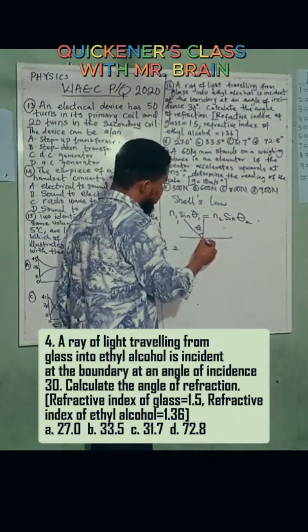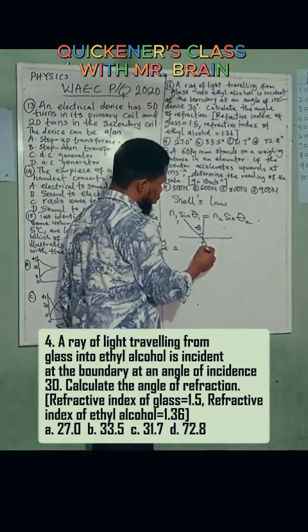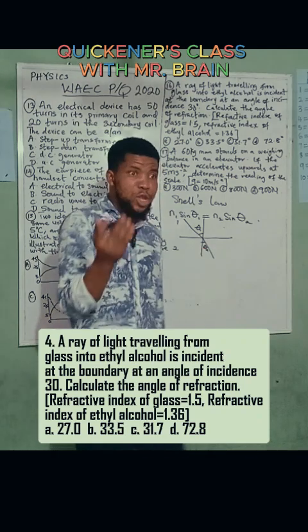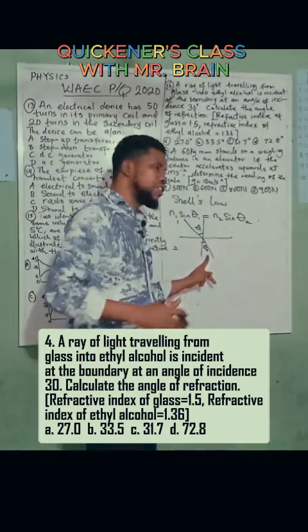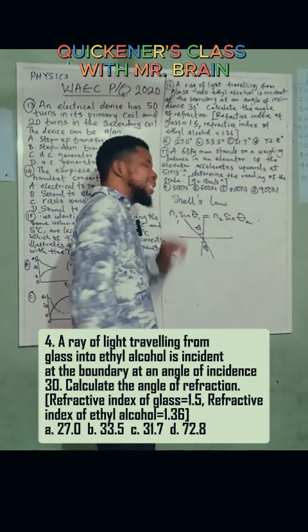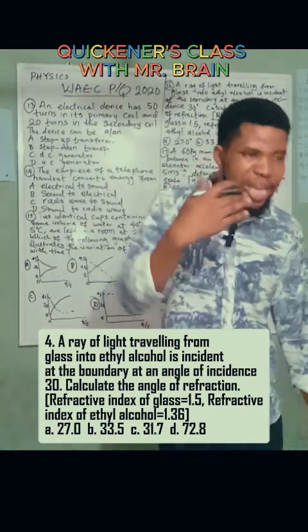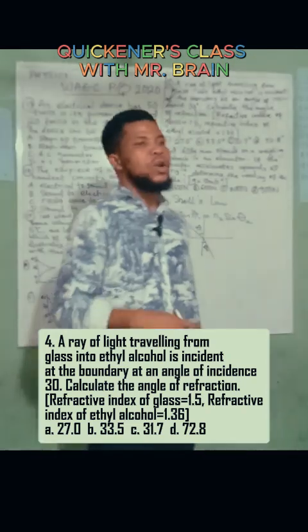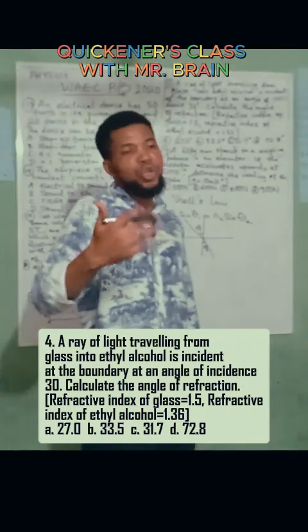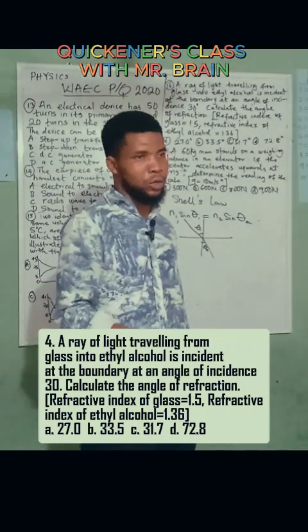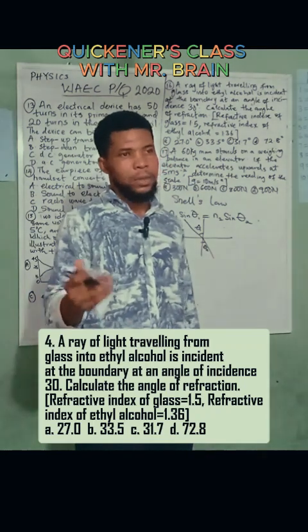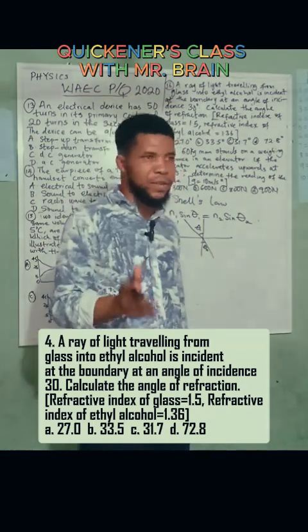Theta 2 is the angle of the second medium that it is coming into, right? So we call this the incident angle and this is the refracted angle. Then N is what we call the refractive index. Refractive index simply means the ratio of the angle of incidence to the angle of refraction for different media. For water, there is a different refractive index.